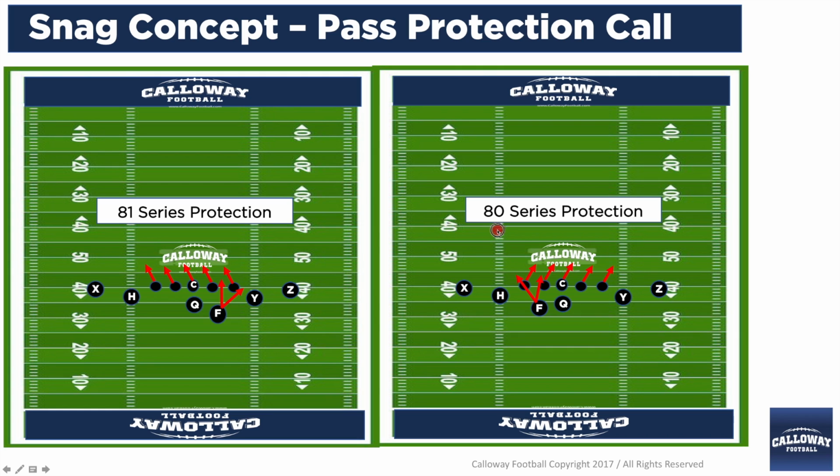So over here on the right is an 80 call. So our offensive line is sliding to the right, and our running back is lining up opposite that call to the left. So in that case, if we call it an 80 protection, that means we're going to run that snag concept to the left side of the formation because our running back's setting up opposite the slide.